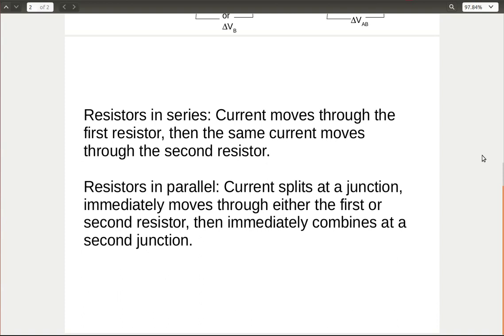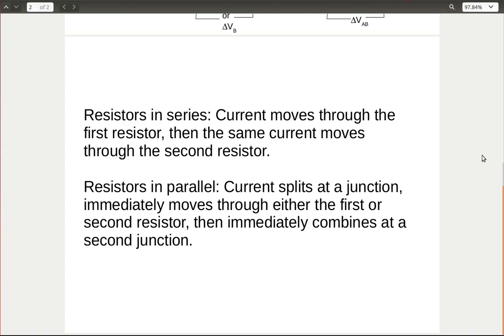A second way of thinking about what's going on here is that for resistors in series, current moves through the first resistor and then it has to move through the second resistor. That, in a sense, is the definition of what resistors in series means: any charge that passes through one resistor has no choice but to pass through the next resistor. If there is a choice, then those resistors are no longer in series. For resistors in parallel, the definition is a little more complicated. This is how I want you thinking about it.